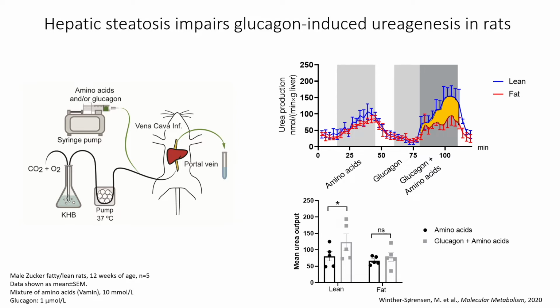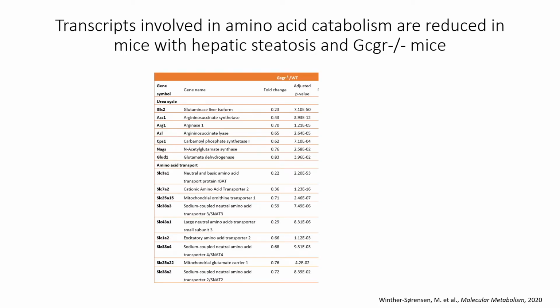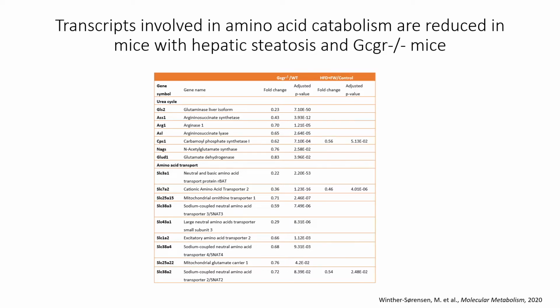What could be the mechanism for this glucagon resistance? We performed RNA sequencing on livers from glucagon receptor knockout mice as a model for extreme glucagon resistance, and also on mice that were fed a high-fat diet and fructose water, which induced a mild version of hepatic steatosis. The glucagon receptor knockout mice have many genes involved in urea cycle and amino acid transport that are downregulated. And 3 of these genes overlap from the RNA sequencing from the mice with hepatic steatosis.